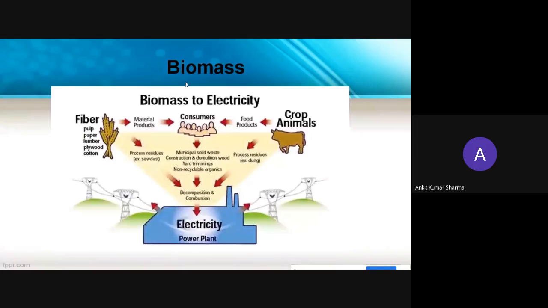Here is a diagram which shows the conversion of biomass to electricity. In this diagram, you can see there are two types of conversion shown: direct and indirect. In the direct conversion, there is fiber: pulp, paper, lumber, plywood, cotton.